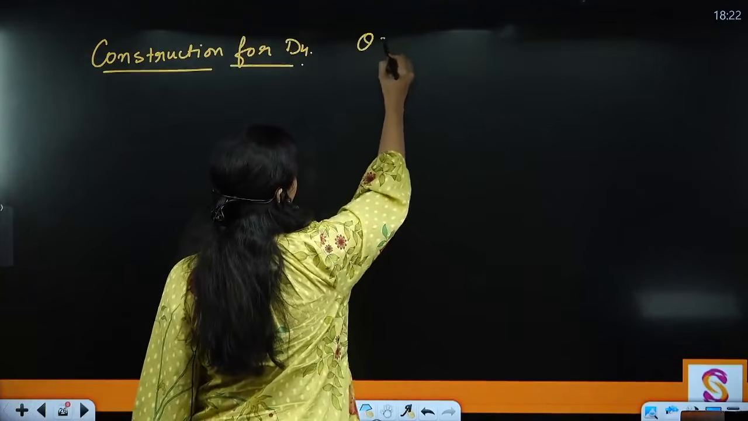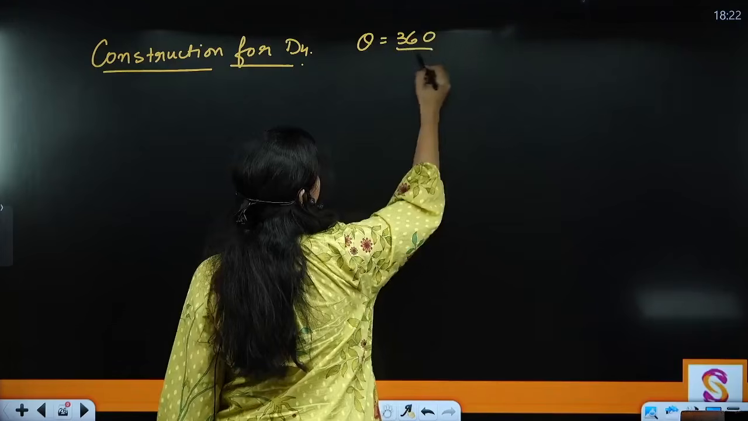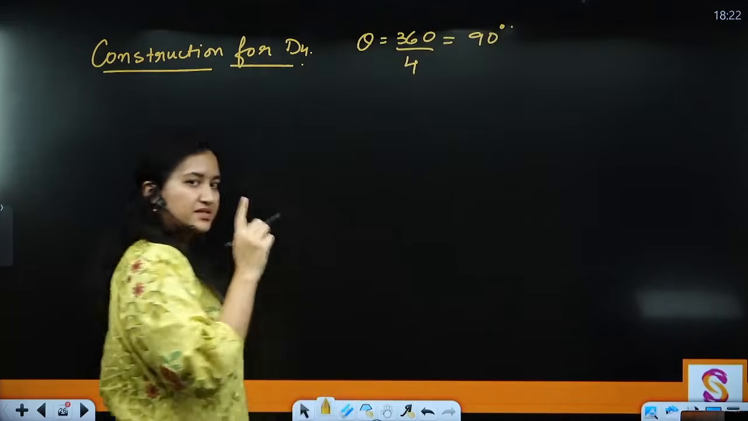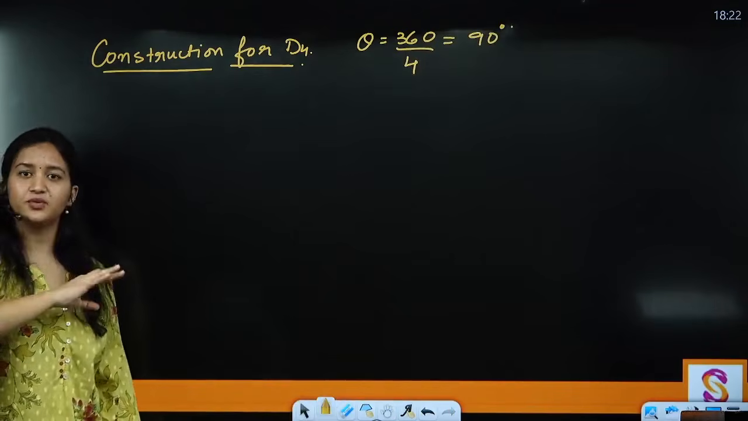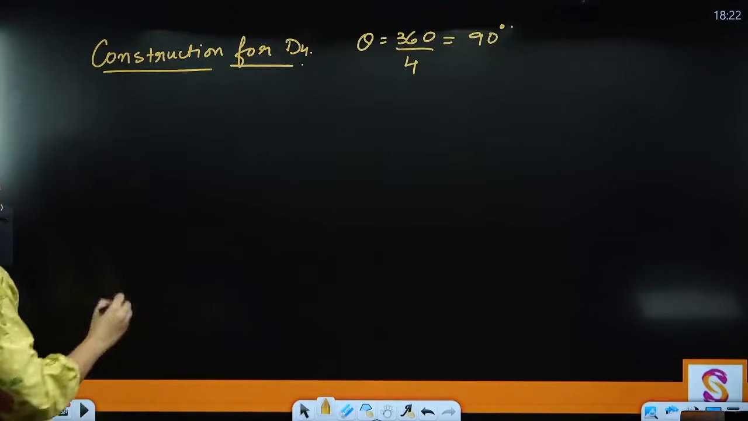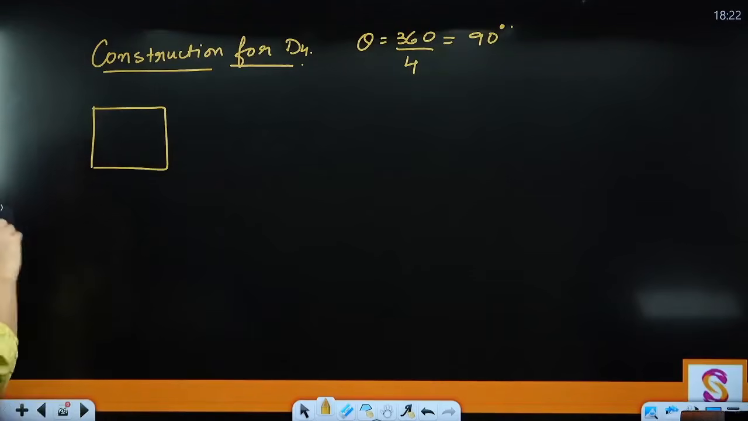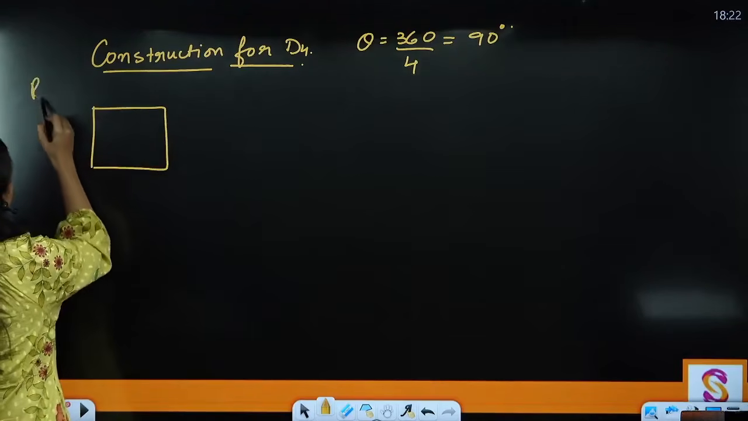What is the theta going to be? Theta will be divided by 4, that is 90 degrees. So for one symmetry, you are going to rotate the shape through 90 degrees, right? First, we are talking about rotations.